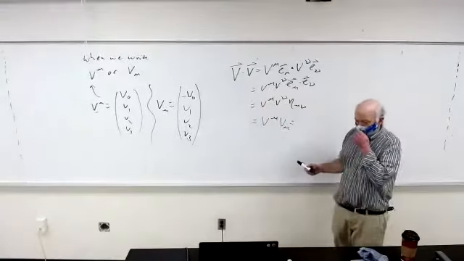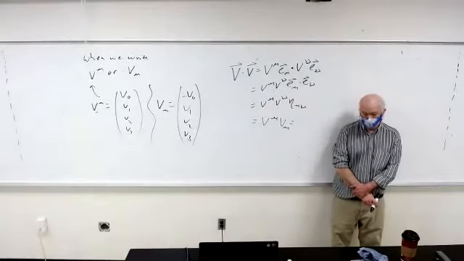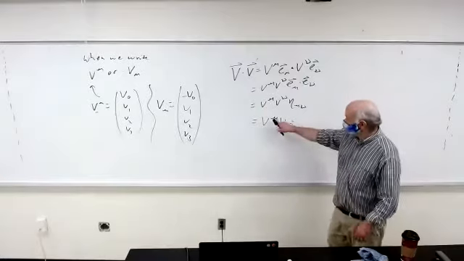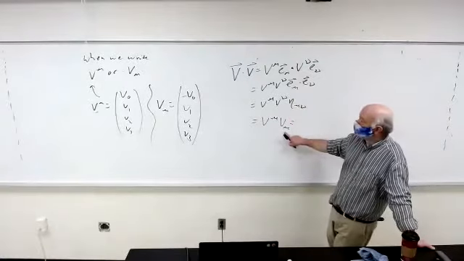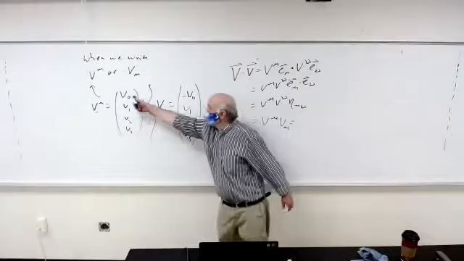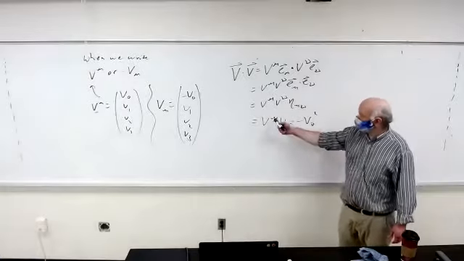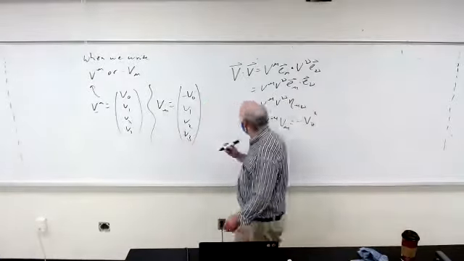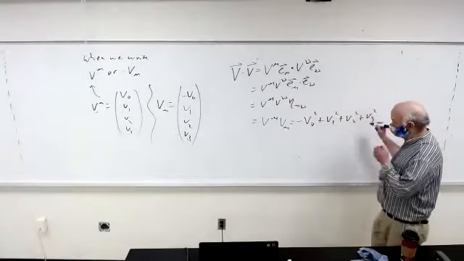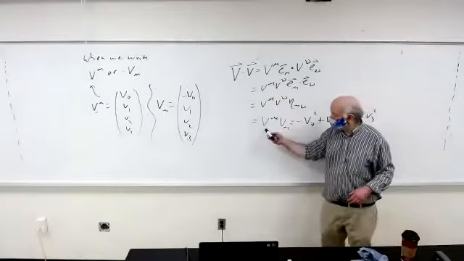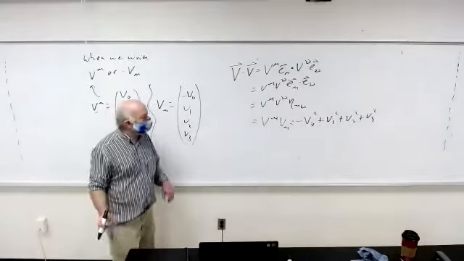What does this combination become? Okay, so this is going to be V0, V0. This component times this component is minus V0 squared. Then V1 squared, and then V2 squared plus V3 squared. So the dot product between any two four-vectors is going to give us this type of structure.